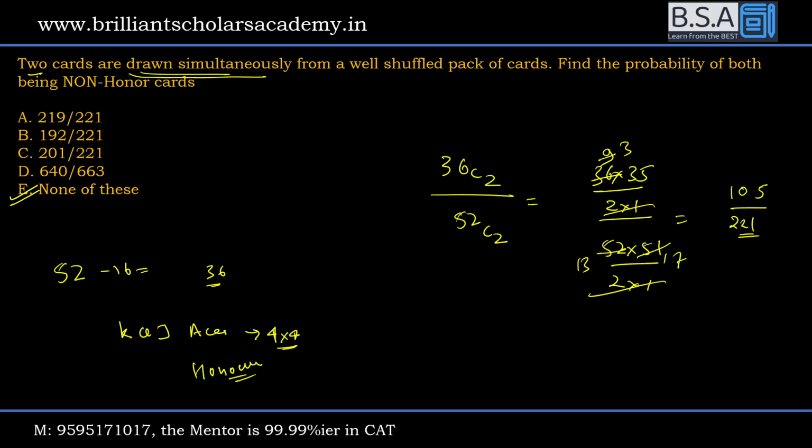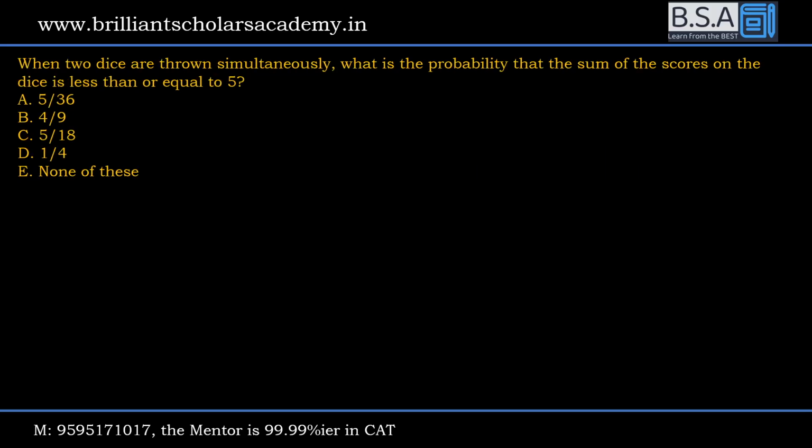Moving on from this, try. Take 2 minutes, give it a try. When two dice are thrown simultaneously, what is the probability the sum of scores on the dice is less than or equal to 5? थोड़ा संभल के ये पार्ट पे ध्यान देना.